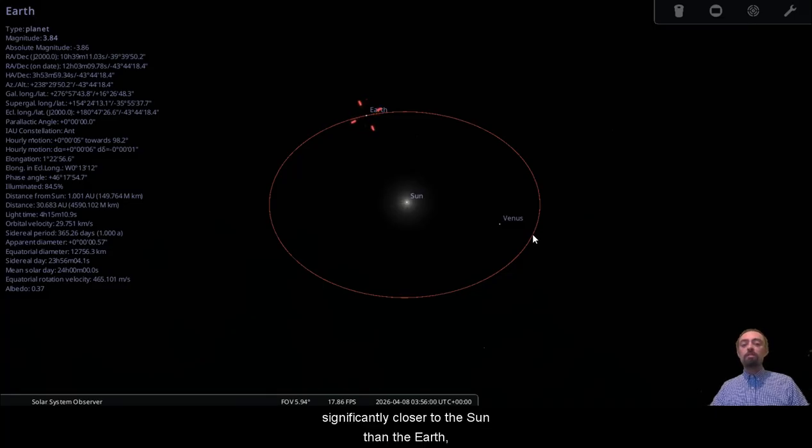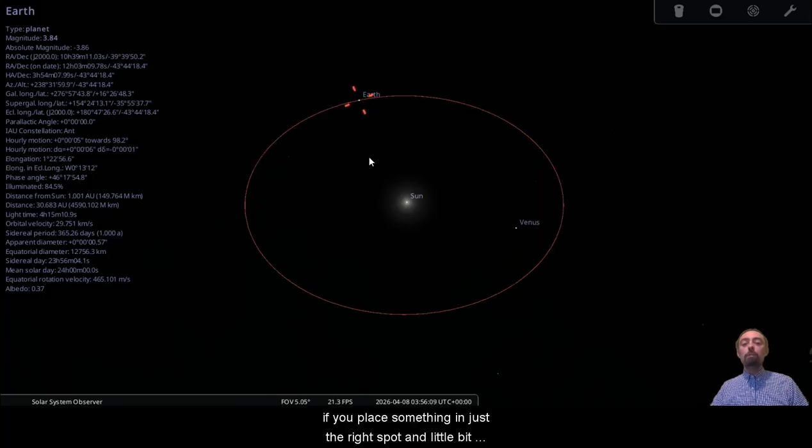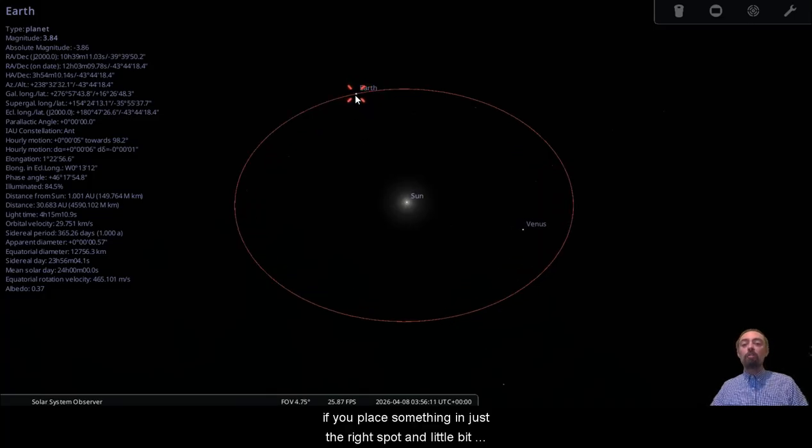For example, Venus, significantly closer to the Sun than the Earth, is going to orbit the Sun faster. Its year is shorter than ours, and then again for Mercury. However, if you place something in just the right spot, a little bit closer to the Sun than the Earth, Earth's gravity will essentially stabilize it.